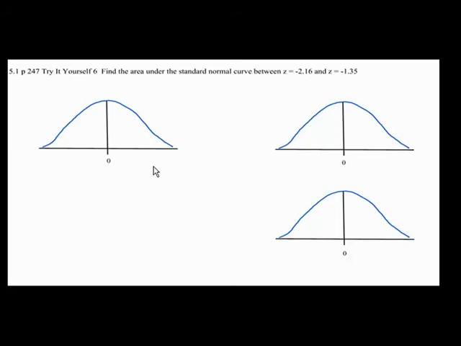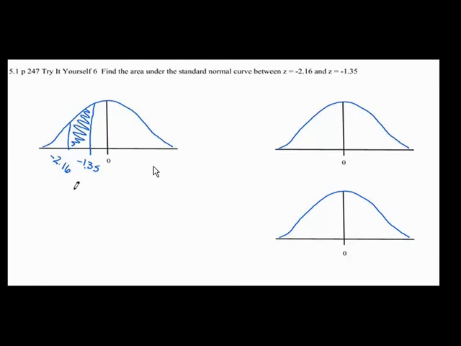So let's take a look at where these two are. Negative 2.16 and negative 1.35. Well, negative 1.35 is going to be closer to 0, so this would be negative 1.35. And then negative 2.16 is going to be further away. So what we want to find is the area between these two pieces.